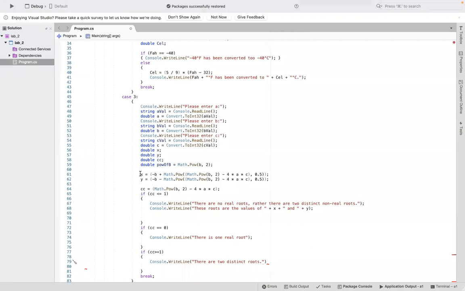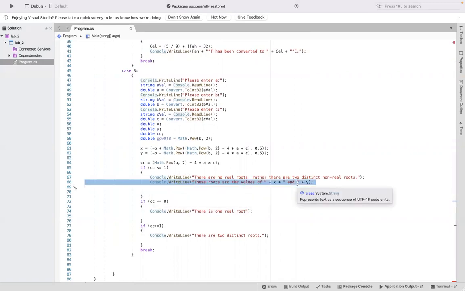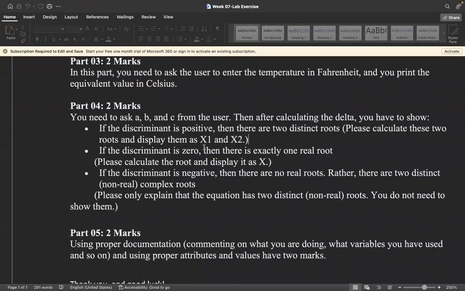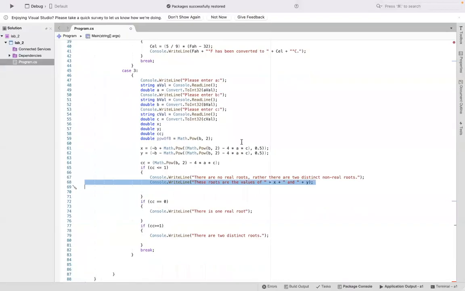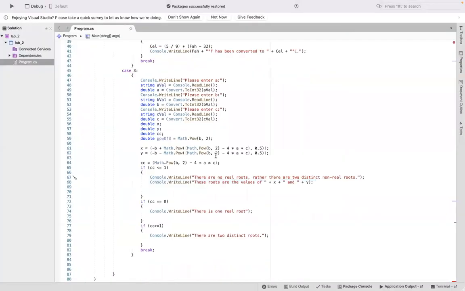So then we have to output X and Y, right? Sorry, what'd you say? We just have to copy line 68, then just paste it, right? Line 68. This is line 60. Oh, yeah. But the thing is that he wants us to display them as X1 and X2, not the answers, right? Damn, that's actually really tricky.